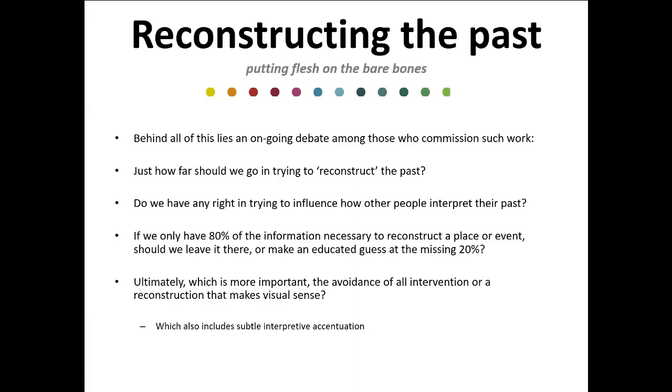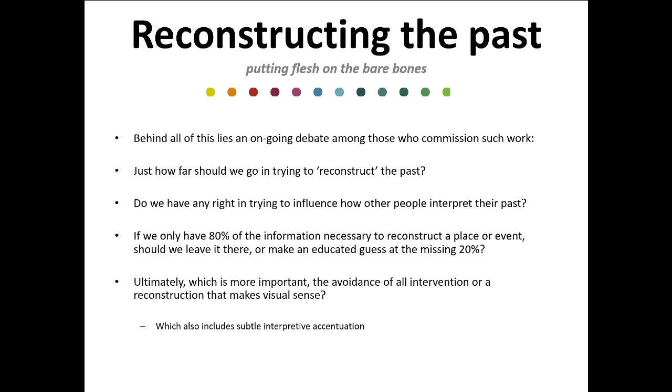But behind all of this, you've got a lot of debates going on about who's commissioned the work, what's the bias behind what they're trying to show, how far should we try and reconstruct the past? It's a really important question, because do we have the right to try and influence what people think the past would have looked like with the evidence that we have? So if you've only got, say, 60 to 80% of the information, should we leave it there, or should we try and add on that final bit to fill in the jigsaw to give a complete picture?